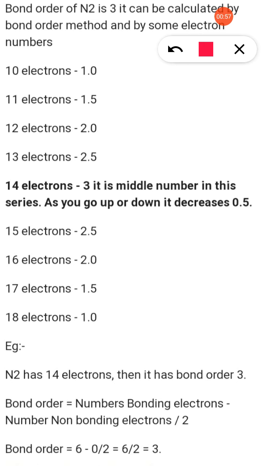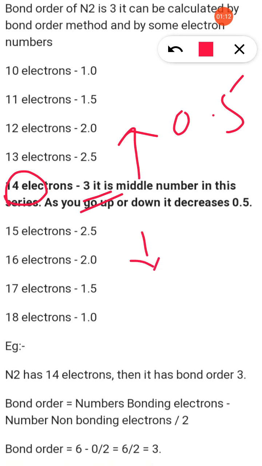Whenever there is a 14 electron molecule, its bond order is always 3. If you are moving in the upward direction, it decreases by 0.5. If you are moving in the downward direction, it also decreases by 0.5, to get the bond order exactly.